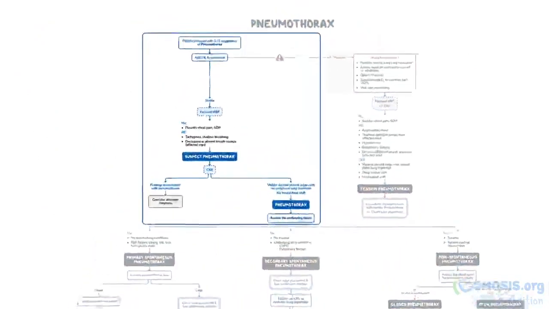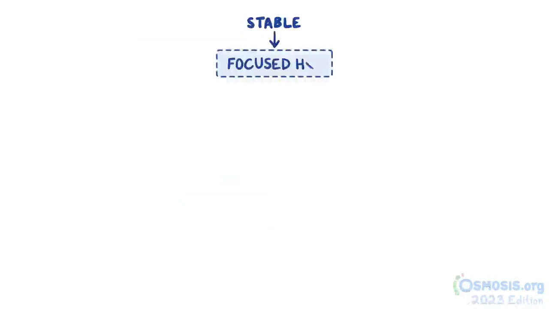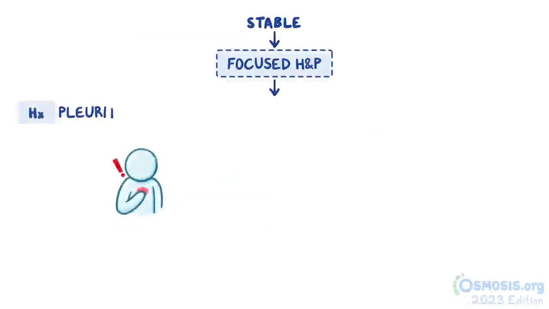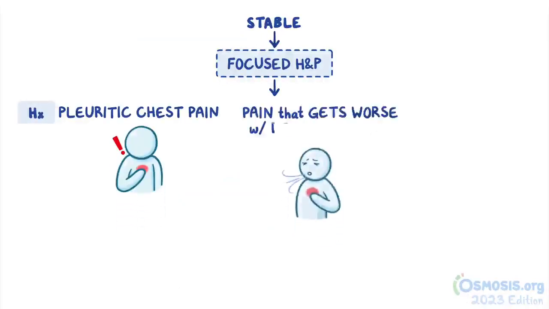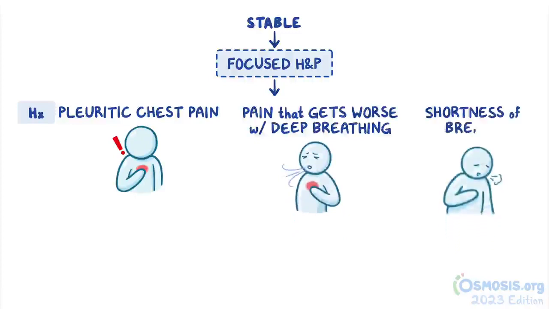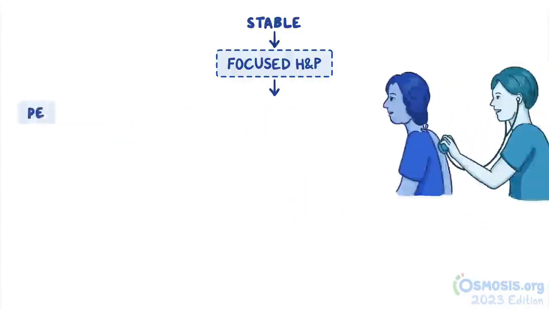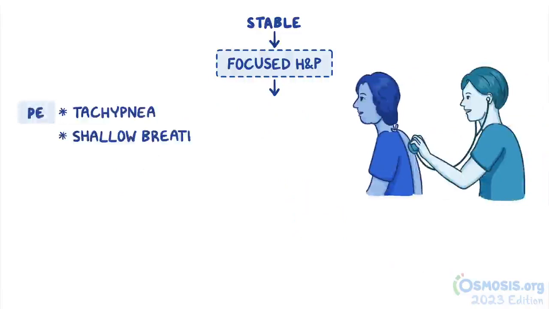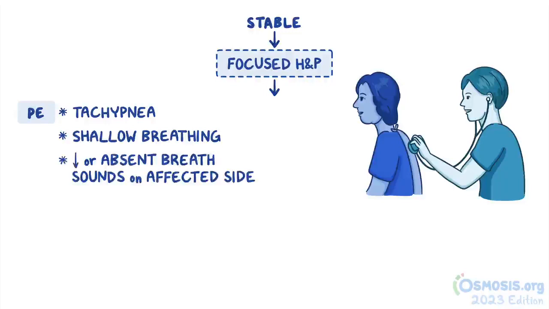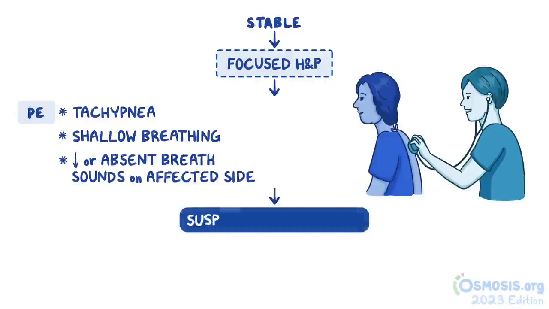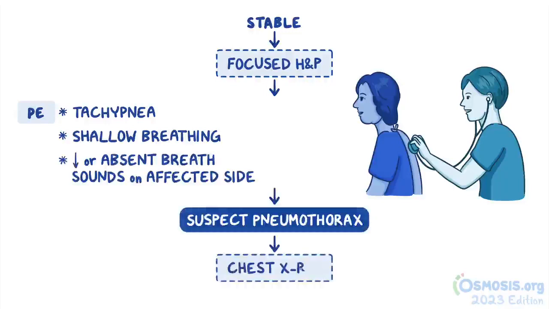Now, let's jump back to the ABCDE assessment and take a look at stable patients. If your patient is stable, proceed with a focused history and physical examination. Your patient is likely to report sudden onset of pleuritic chest pain, or pain that gets worse with deep breathing, as well as shortness of breath. Common examination findings include tachypnea, shallow breathing, and decreased or absent breath sounds on the affected side of the chest. If these findings are present, suspect pneumothorax and order a chest X-ray.